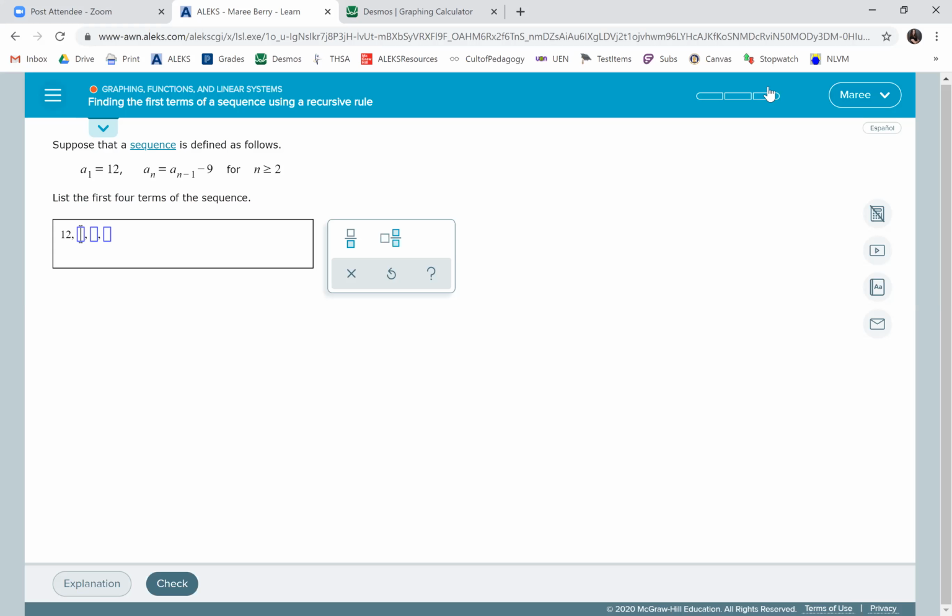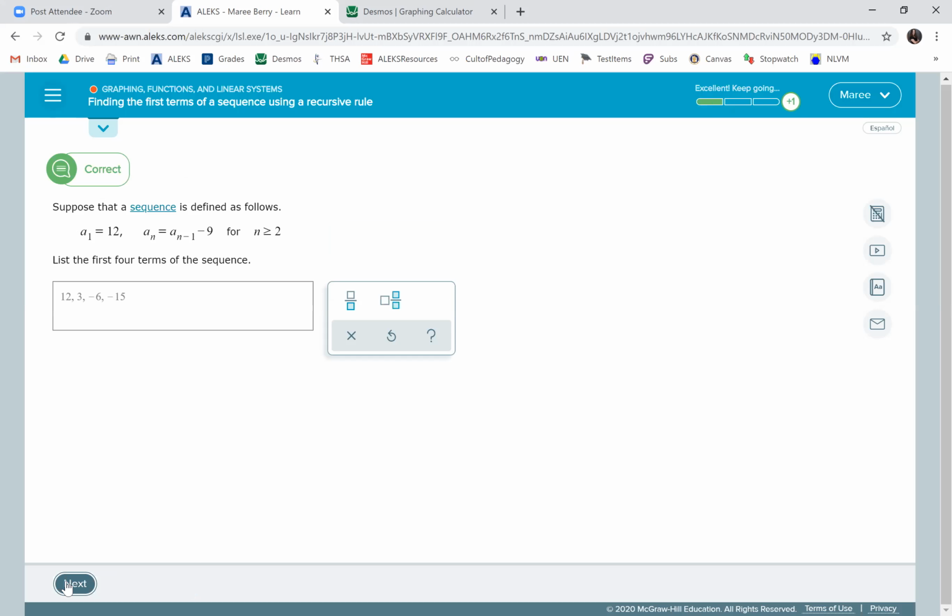For the second one, we're going to take 12 and subtract 9. So that's 3. Then we're going to take 3 and subtract 9. So that's a -6. Then we're going to take -6 and subtract 9, and that's a -15. So I know that I'm subtracting 9 because that's what it says right here. Subtract 9 every time. So it's not quite as hard as it looks.